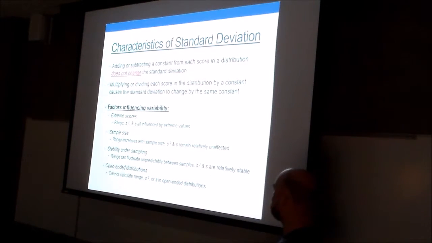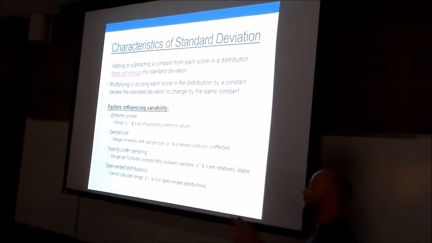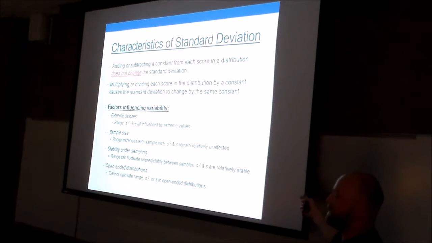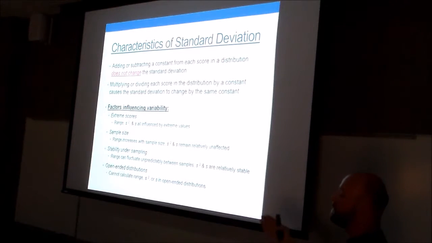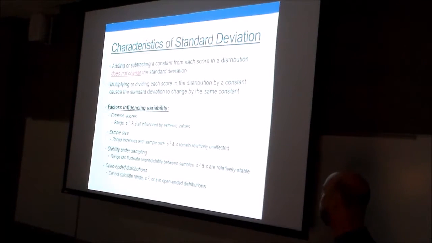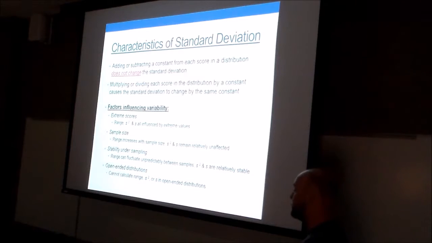Okay. Stability. Range fluctuates unpredictably across samples. If I have multiple replications, who knows, my range may vary by a great deal, right? So this one, I've got a range of 10, but this one I actually accidentally had a basketball player come through my study, and now my range is massive, right? And it's just going to be really unstable, jumps around. Again, variance and standard deviation remain relatively stable.